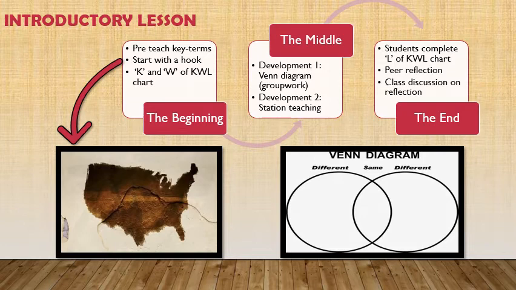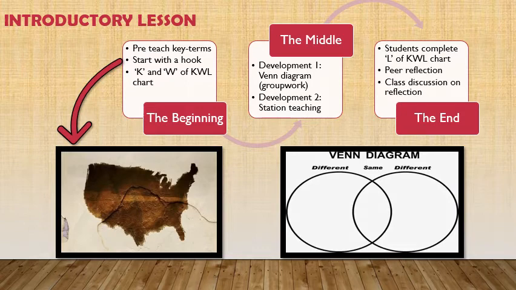I will then start with a hook. The hook in this case will be a brief video outlining race relations in the United States today. After this, we will take a look at the KWL chart and ask the students what they think they know about the topic and what they want to know about the topic.